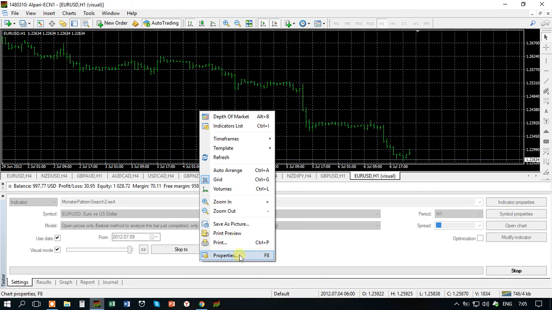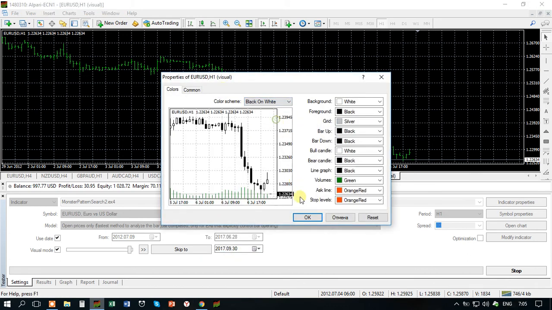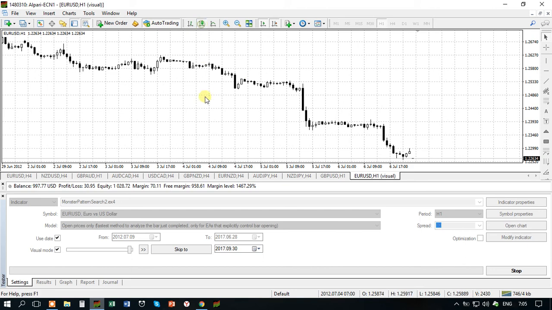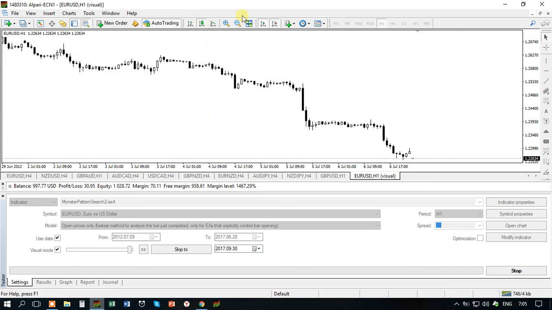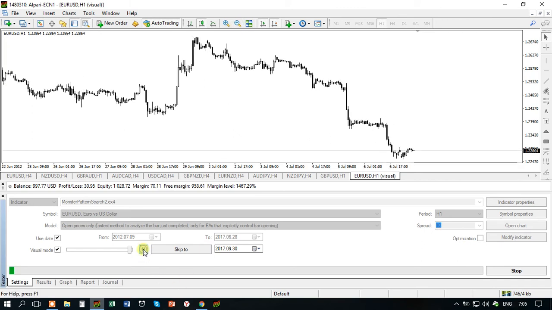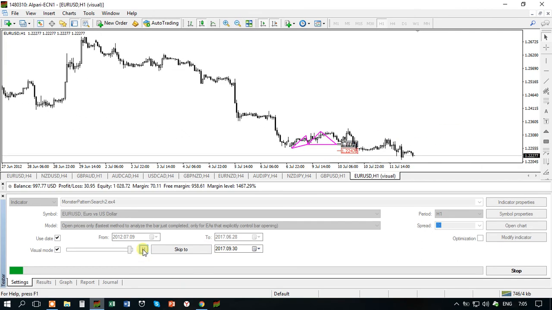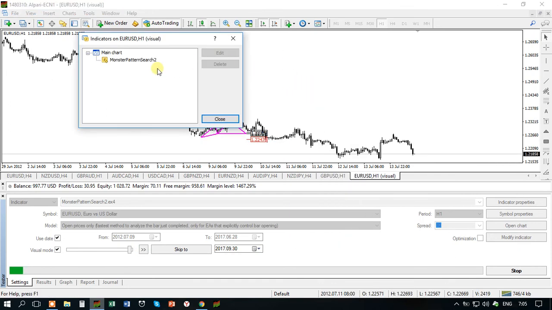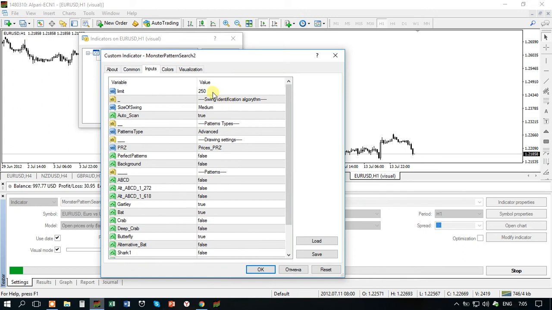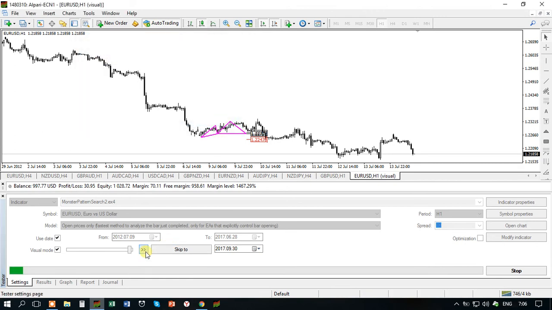Let me do that properties, set this black on white. Let me go this, Control G, Control G. So disappeared. Okay, start. And you see they appear in real time. Monster pattern search, like here it is. I'm backtesting this. So if you want this to be, let's say 500, if you want this to be small, you can switch that, and then you continue your simulation.